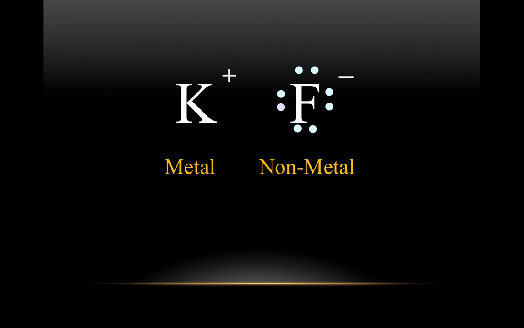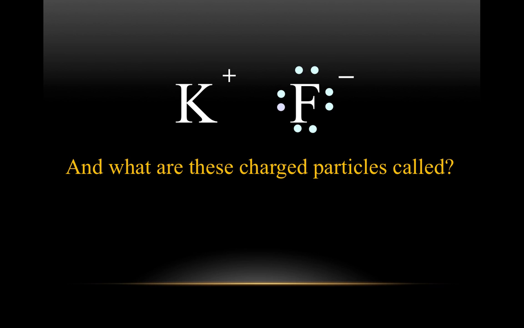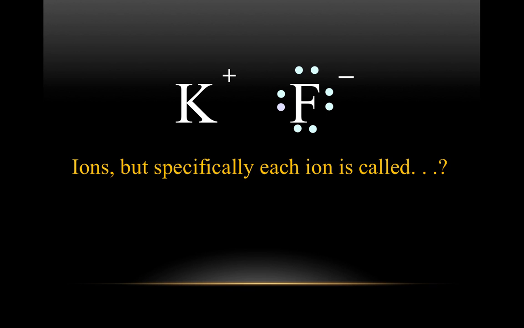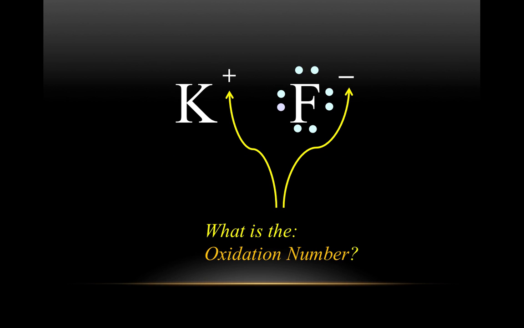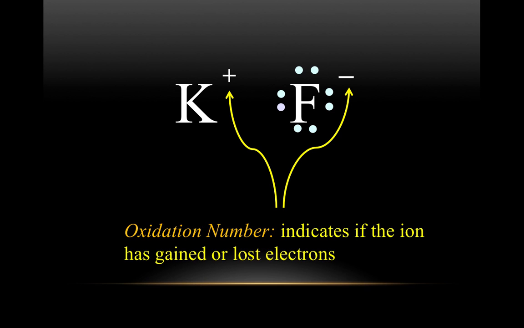Again, we've got my metal and my nonmetal here. Let's do a little review. And what are these charged particles called? Anybody know out there? Yes, we call them ions, but specifically each ion is a cation and an anion. And what's that number up there at the top? Yep, it's an oxidation number. And what is the oxidation number? It indicates if the ion has gained or lost electrons. So let's look at a couple other examples right now.